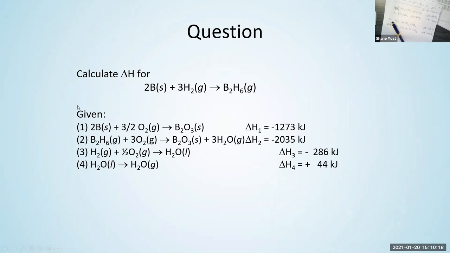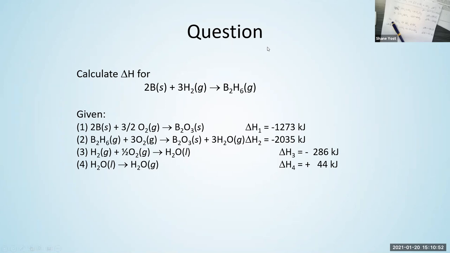So, you want to get that final chemical reaction from the ones given, so we need to look at the things that we need in our final reaction. I like to start with the most complicated molecule and work from there. I need this B2H6 as a product. Reaction two has B2H6 in it, but as a reactant. So I know I'm going to need to flip reaction two.